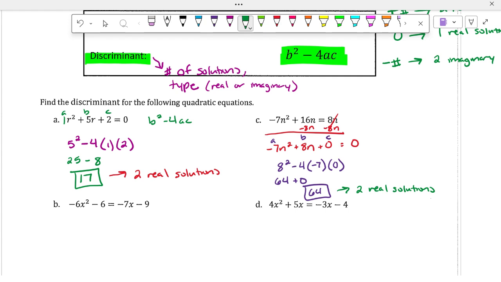It's B squared. So when you subtracted the 8n over to the other side, 16n minus 8n is positive 8n. The minus what? The minus 4ac, that's just part of the formula. Oh, the minus 7 is your A value. So guys, I'm literally using these numbers as A, B, and C. So if you want, you can also list them off to the side. So A is equal to negative 7, B is equal to 8, C is equal to 0.